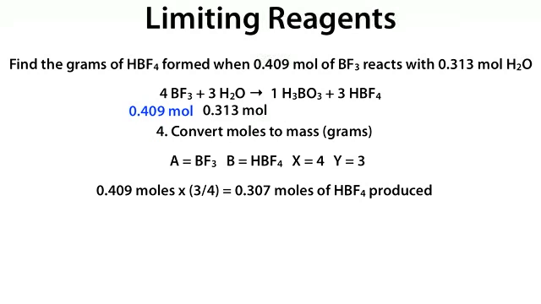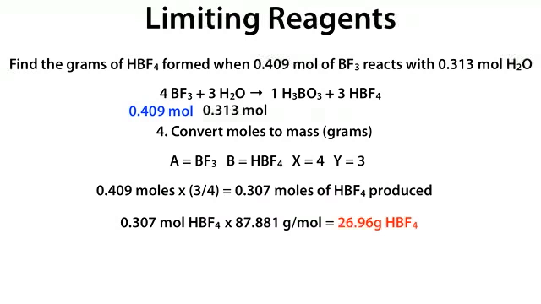Step 4. Convert moles to mass, in this case grams. So we're going to convert 0.307 moles of HBF4 to grams. We do this by multiplying the moles of HBF4 by its molar mass of 87.881 grams per mole and get 26.96 grams of HBF4, which answers the question.